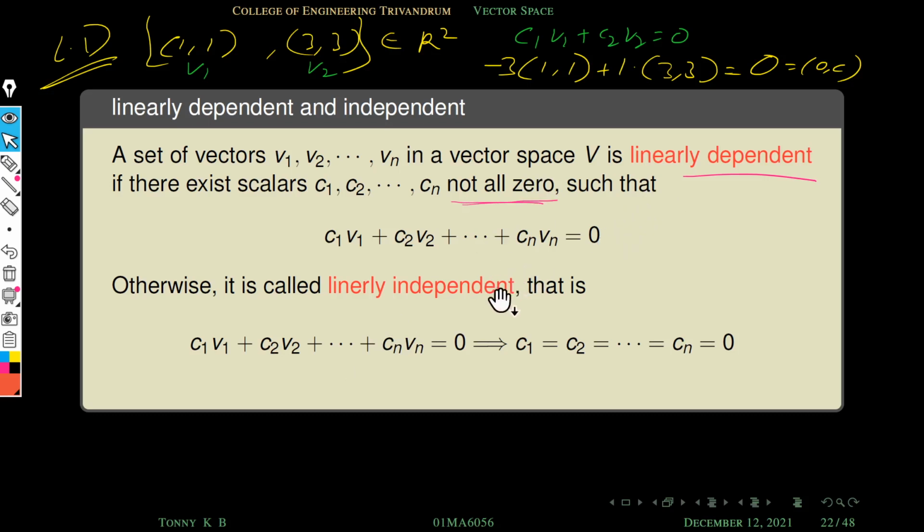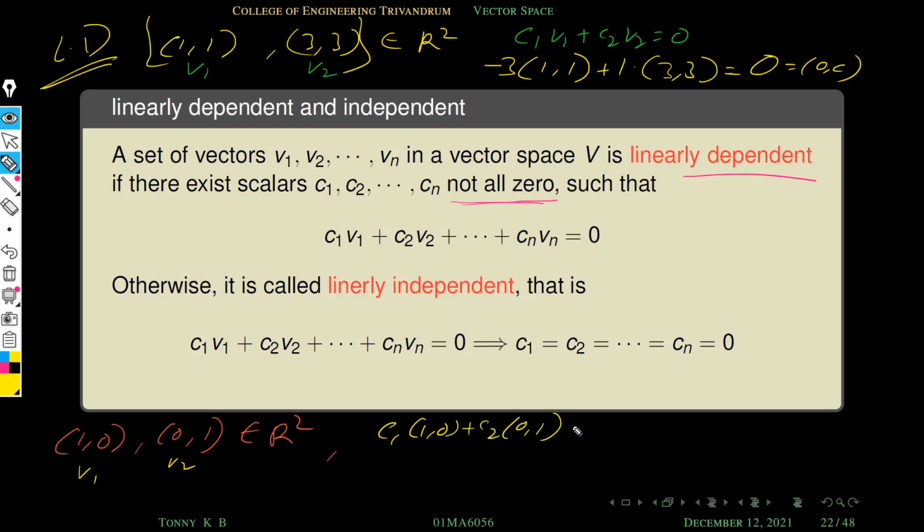Let's see another example for a linearly independent set. We consider the set {(1, 0), (0, 1)} in R2. This is our v1 and this is our v2. We have to check whether it is dependent or not. For that, we consider the linear combination c1 v1 plus c2 v2, that is c1 times (1, 0) plus c2 times (0, 1). We assume that this is equal to 0, the zero vector (0, 0). This is nothing but (c1, c2) equal to (0, 0).